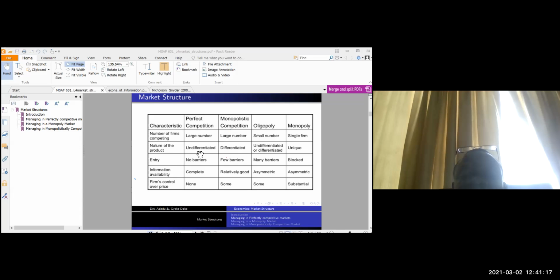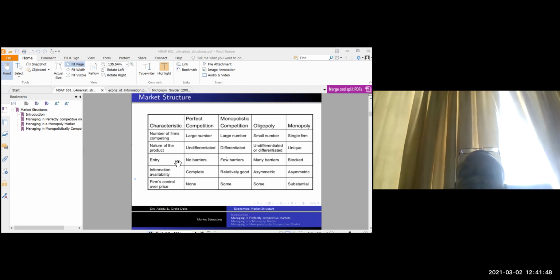Nature of the product, undifferentiated. In a perfect competitive market, the nature of the product is undifferentiated. You cannot tell firm A's product from that of firm B. Antiama's Garden X is the same as Antiaposius's Garden X, undifferentiated. Okay. Large number of tomato sellers or Garden X sellers, product is undifferentiated. Monopoly, single firm, product is unique. Okay, you can't find it anywhere.